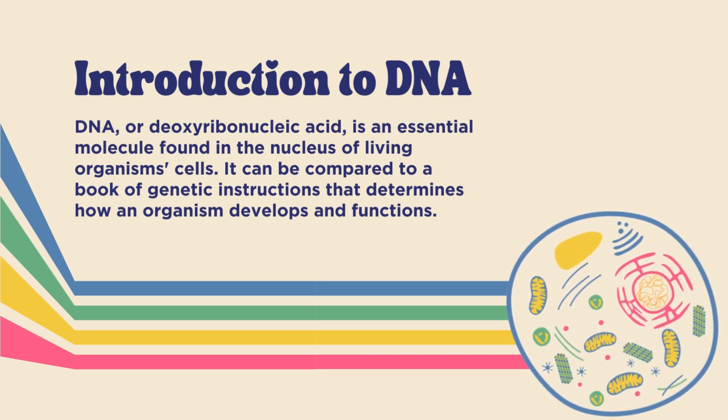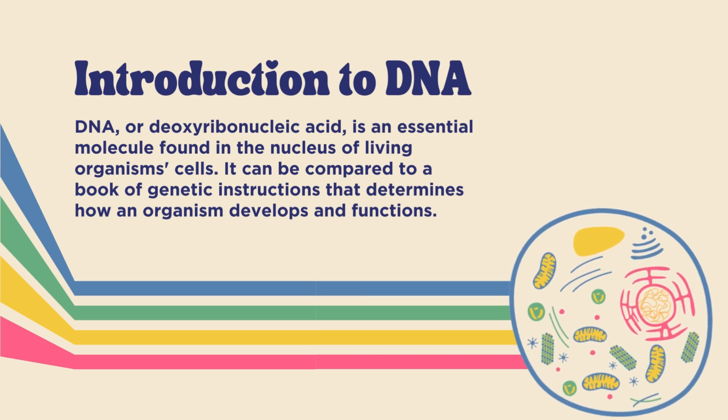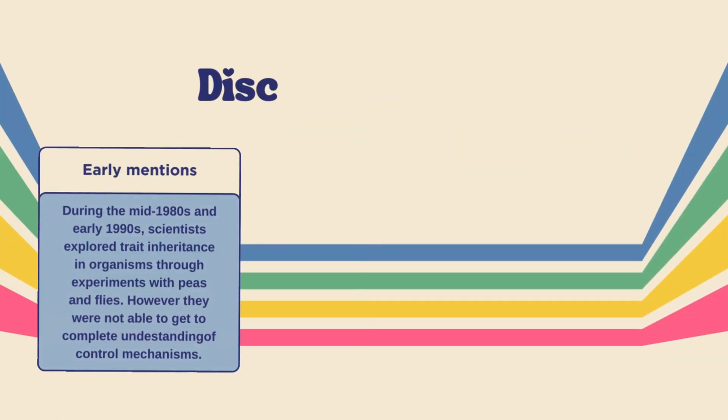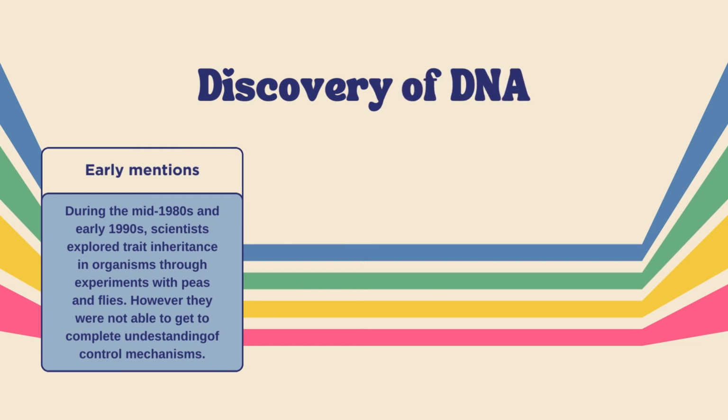It can be compared to a book of genetic instructions that determines how an organism develops and functions. Early mentions. During the mid-1800s and early 1900s, scientists explored trait inheritance in organisms through experiments with peas and flies, laying the groundwork for understanding control mechanisms.